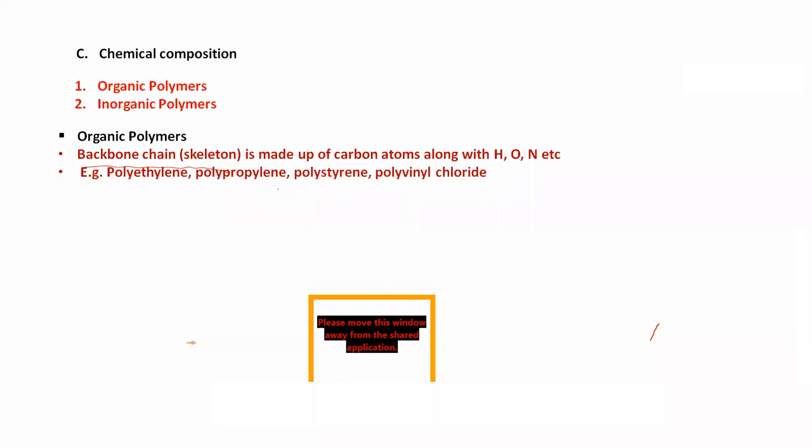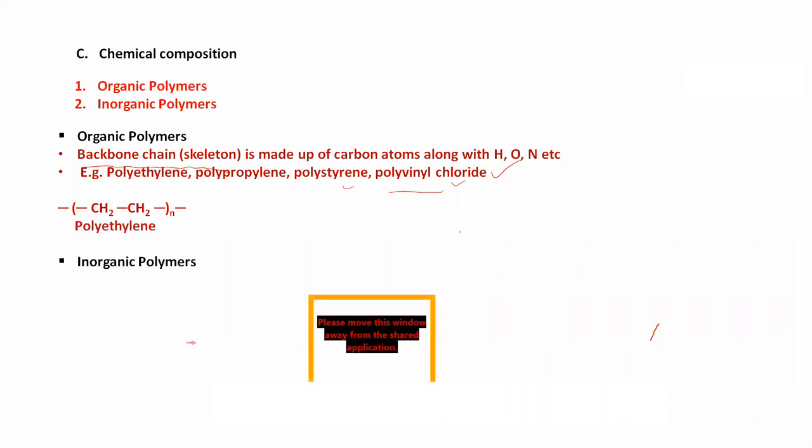So polyethylene, polypropylene, polystyrene, polyvinyl chloride, these are organic polymers. The backbone chain is made up of carbon and hydrogen, and here another atom can be added. In this case, polyvinyl chloride, chlorine is added. So that is an organic polymer because the backbone chain is hydrocarbon. So this is polyethylene. You can see hydrogen and carbon.